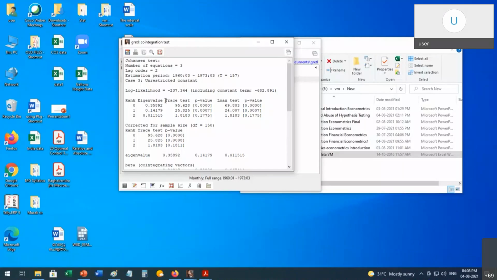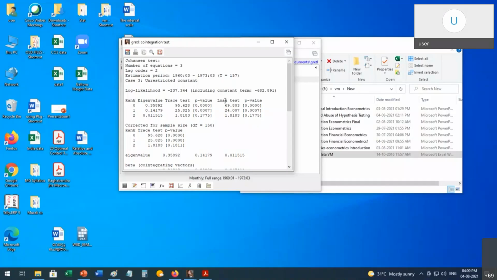Now remember, these are given as rank. Rank refers to the cointegrating vector. 0 means there is no cointegration. 1 means there is one cointegrating equation. 2 means there are two cointegrating equations. We need not be bothered about the eigenvalue and other things. Only the p-value of the trace and maximum eigenvalue test.